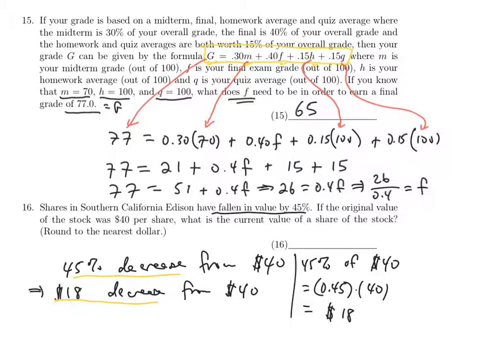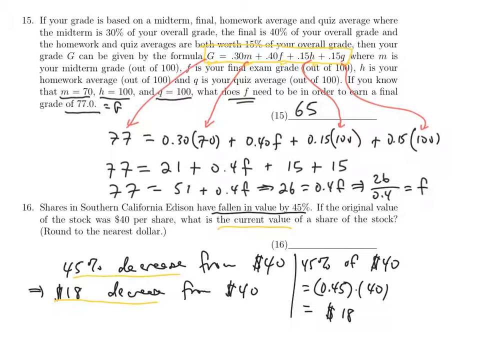That is not what they're actually asking. They could have said, how many dollars was this decrease? And the answer would be 18. But they don't. They ask for the current value of the stock. So I have to make sure that after I've done the calculation, I've paid attention to what my calculation tells me and how that relates to the actual question.